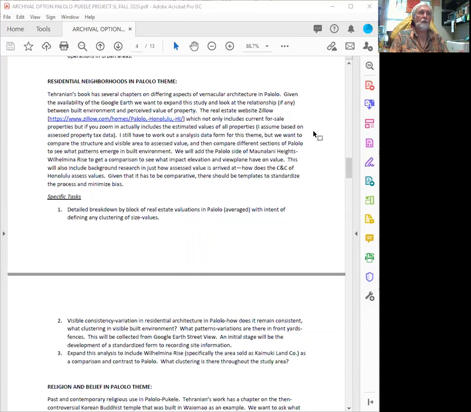There's been a ton of work done on vernacular architecture, especially residential architecture, across the United States, but it's usually looking at particular little theme groups, like maybe a Chinatown somewhere. We want to look at this in terms of the region that makes up Palolo. We're also going to, at least in part, contrast a little bit to what we find on Monolani Heights, Wilhelmina Rise on one side, and maybe a little bit St. Louis Heights on the other side. And that has to do with the types of material we can access.